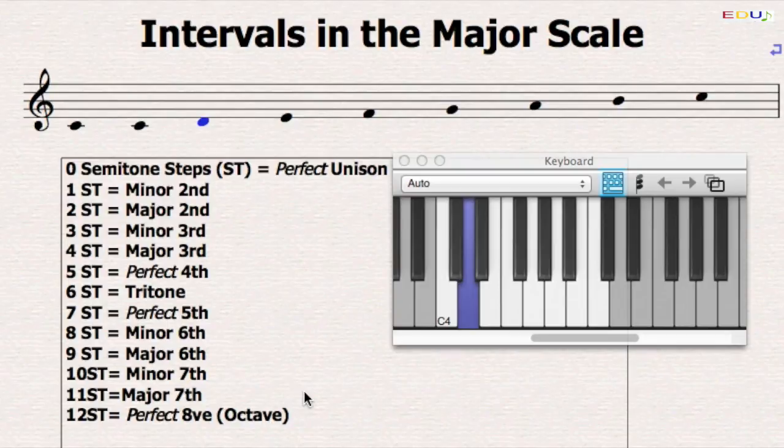So you see that the major scale offers us all intervals: perfect unison, minor and major seconds, minor and major thirds, the perfect fourth, the tritone, the perfect fifth, the minor and major sixth, the minor seventh and the major seventh, and a perfect octave.